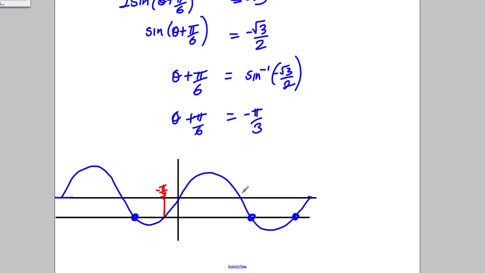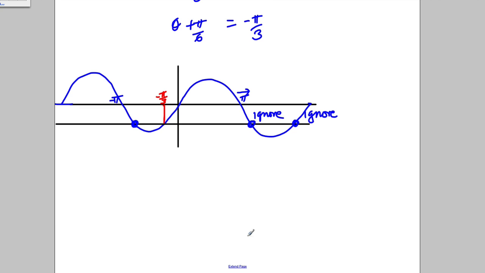Now we want our answers between pi and negative pi. So this one here, because it's going to be pi by 3 that direction, which is 60, when we take off pi by 6, which is 30, we're not going to get back into the region, so we can ignore this. We can also ignore this, that's clearly outside the region we're looking for. But these two will count. So these are the two answers we're looking for.